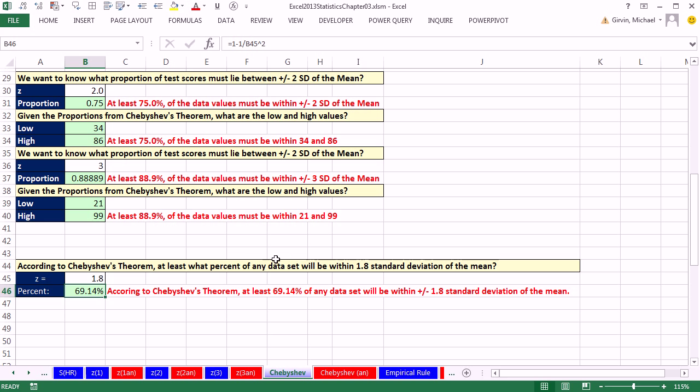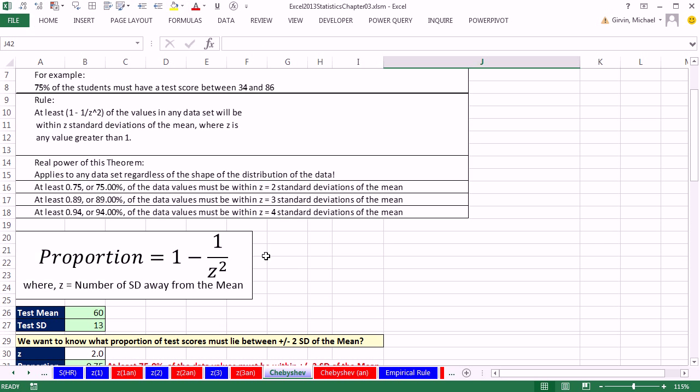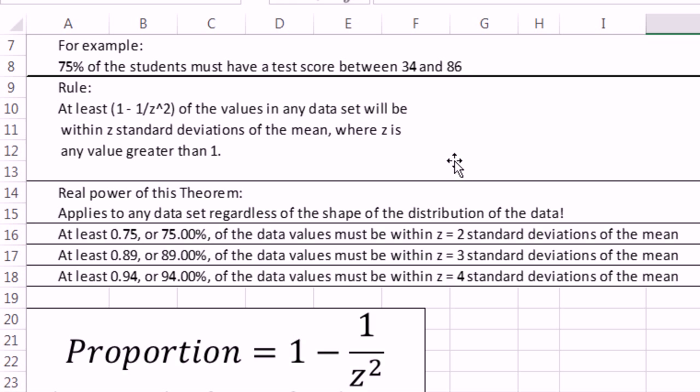Now, in all of these situations, we actually calculated the percentages. But because people often talk in terms of 1 or 2 or 3 or 4 standard deviations, usually for this rule and for our empirical rule, there'll be standard statements that people are aware of or have memorized. So for this particular rule, Chebyshev's rule, within plus or minus 2 standard deviations, at least 75%. For plus or minus 3 standard deviations, at least 89%. Plus or minus 4 standard deviations, at least 94%.